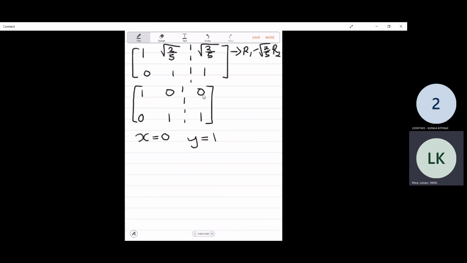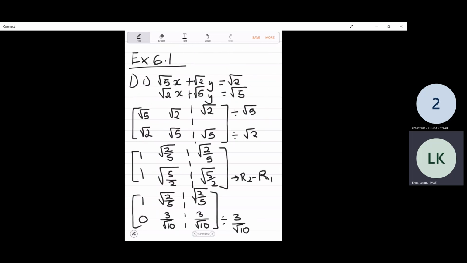So with a system with only 2 variables, it's very easy to substitute them back over here. If x is 0 and y is 1, square root of 2 is equal to square root of 2. And then 0 here, 1, square root of 5 is equal to square root of 5. So my x and y are correct.